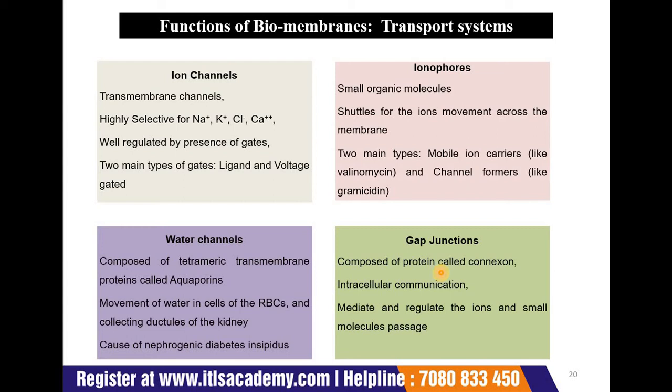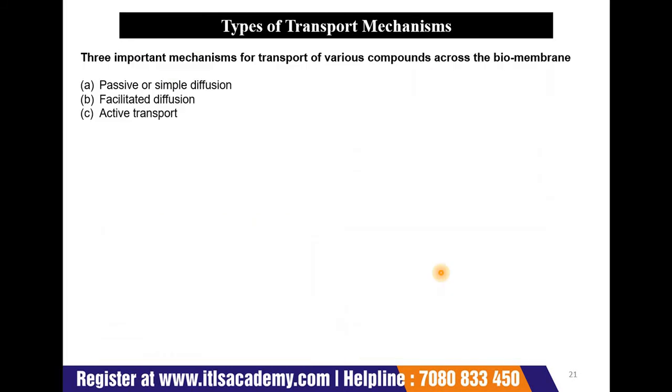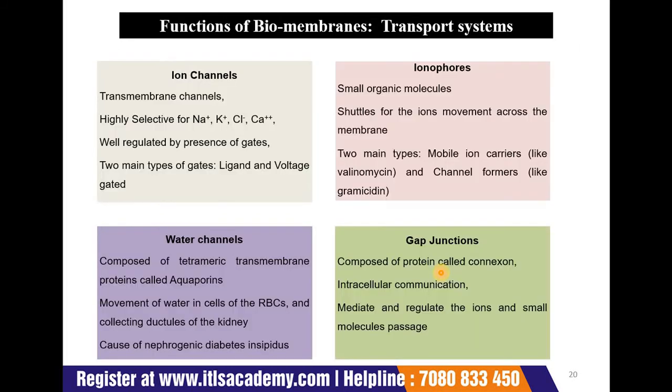for anion conductive channels and cation conductive channels, which are negatively charged. And within those channels, we have an average diameter of a certain number of nanometers. So for example, first, ion channels are transmembrane channels. These are very specific and highly selective for sodium, potassium, chloride, and calcium. They are well regulated by the presence of gates, and there are two main types of gated ion channel, which are ligand gated and voltage gated channels.